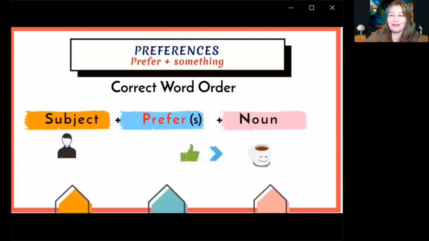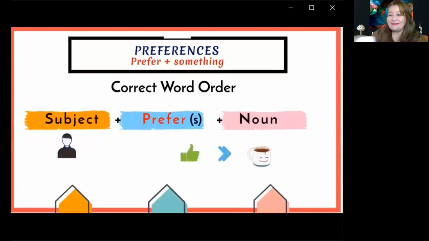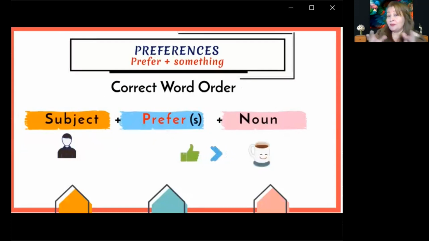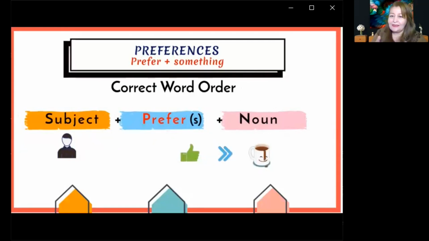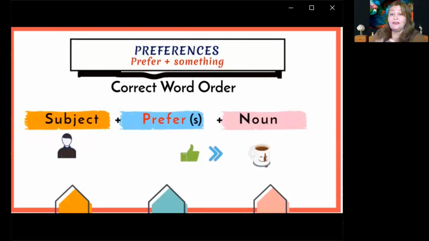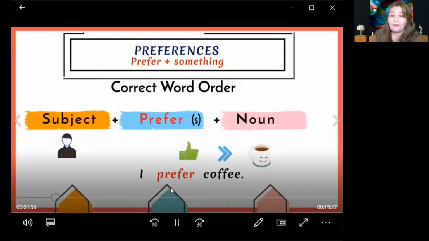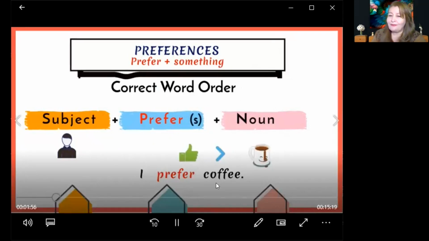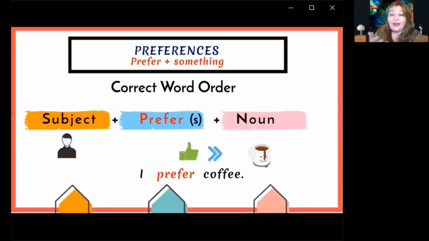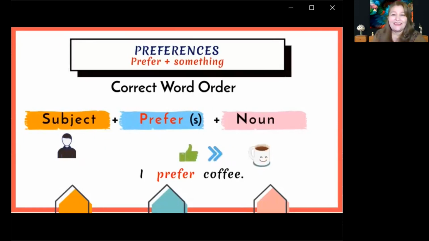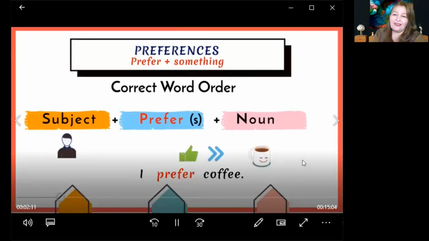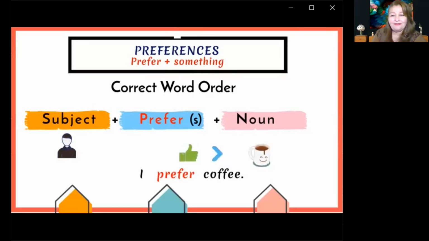Here, I prefer coffee. Good. And so we add a noun after prefer. You can add a noun or something you prefer after the word prefer. I prefer coffee. Fine. I prefer chocolate. I prefer banana. I prefer English. Well done. Okay. Let's see the next one, the next example.